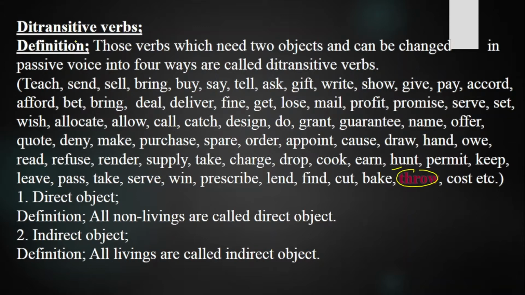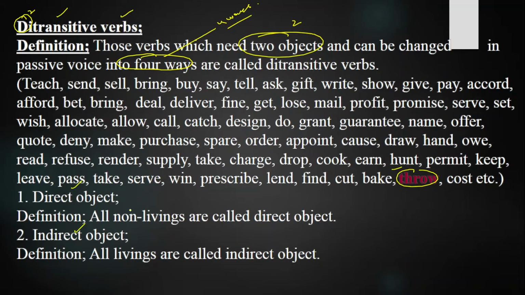Before changing it, we will take a glance at the definition of ditransitive verb. Di means two, transitive means which can be changed into passive voice, verb which shows an action. So keep in your mind, those verbs which need two objects and can be changed into passive voice in four ways are called di or ditransitive verbs. Ditransitive verbs need one direct object and one indirect object.